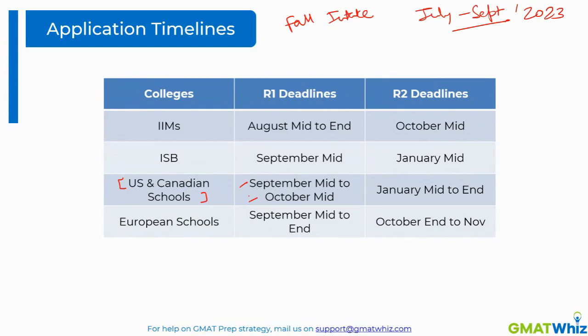The round 2 deadlines generally would be between mid and end of January. Basically, once the Christmas holidays are over, they start processing the second round of applications.